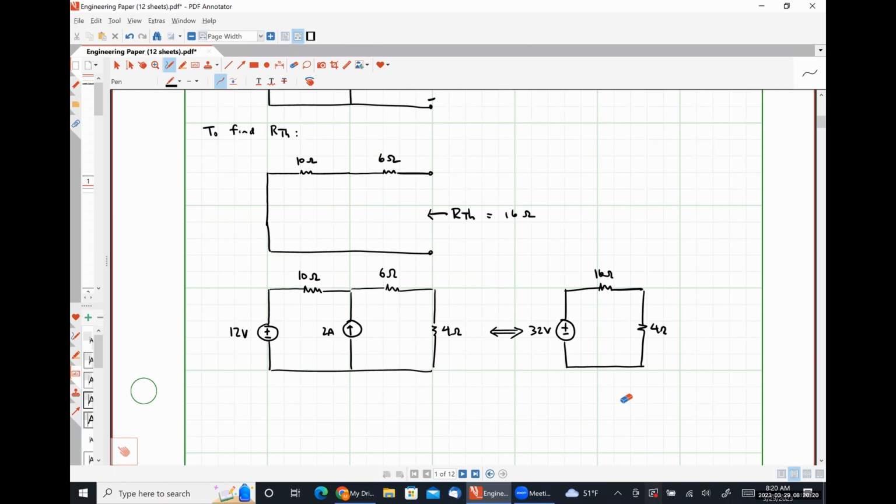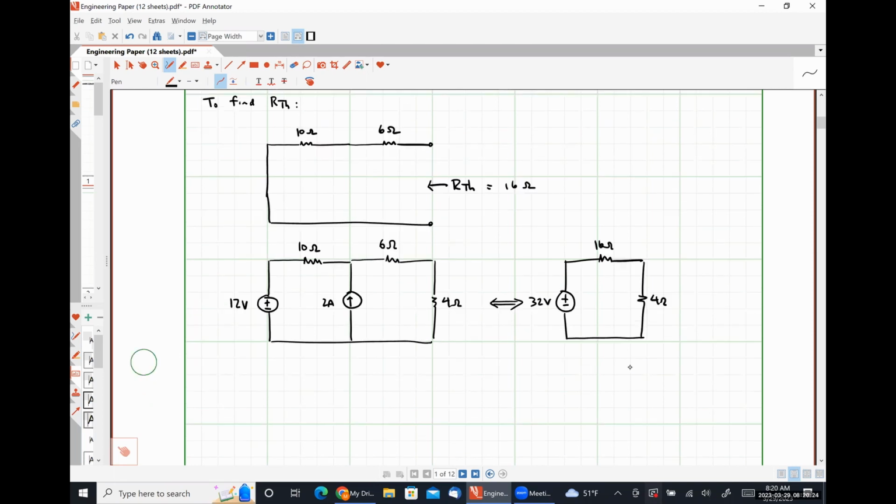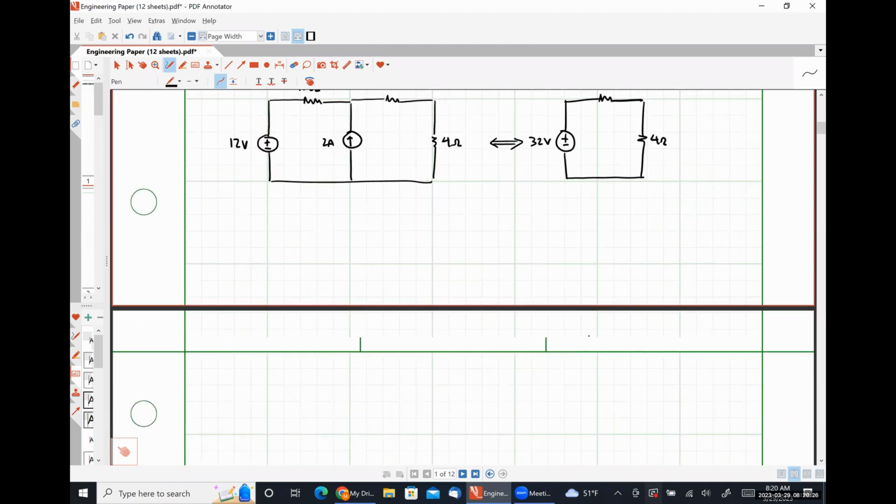All right. So this is Thevenin's equivalent circuit in Thevenin's theorem. So now let's talk about Norton equivalent circuits and Norton's theorem.